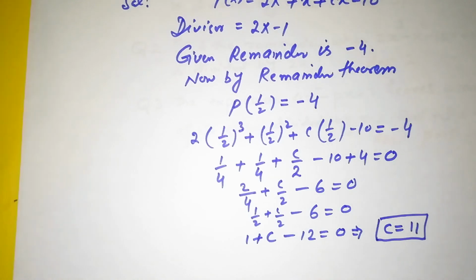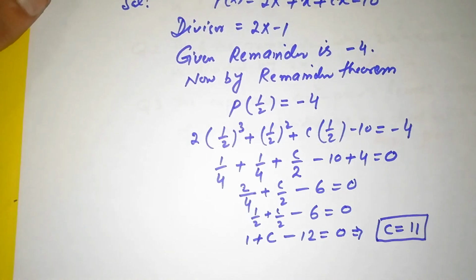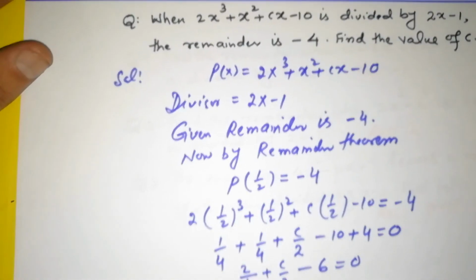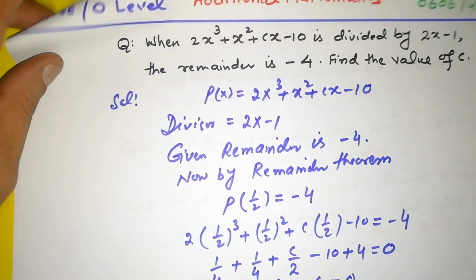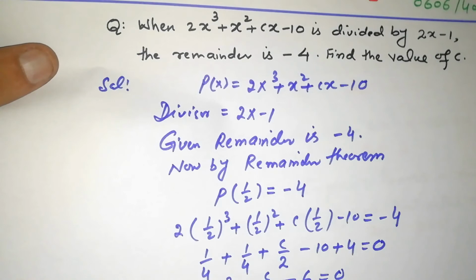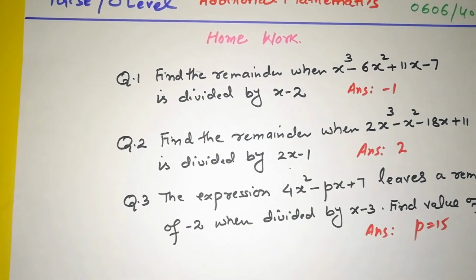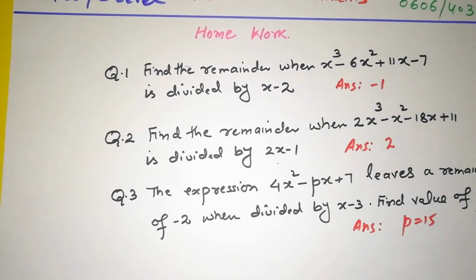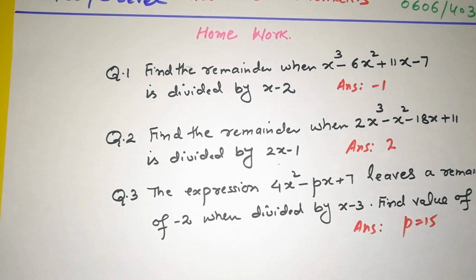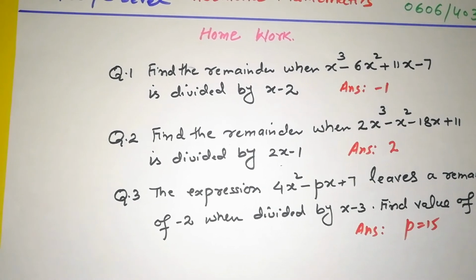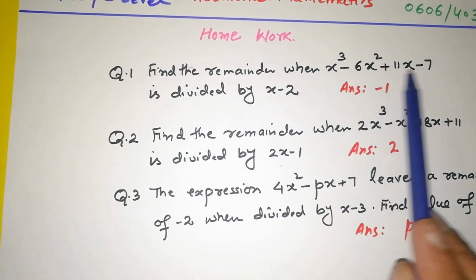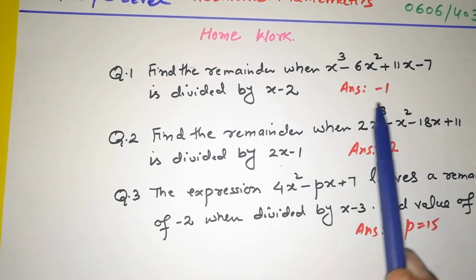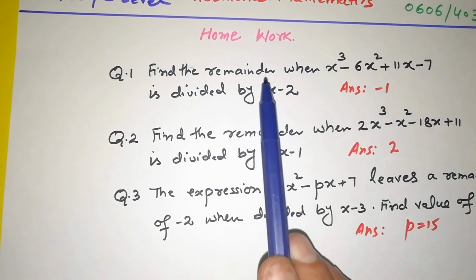So students, you see we solved 3 questions as an application of remainder theorem. So students, I want to give you some questions for homework, similar to these questions. See students, this is homework for you, and surely I expect that you will solve these questions at home. Question first is, find the remainder when this polynomial is divided by x minus 2. The answer is given, minus 1. You apply here remainder theorem.